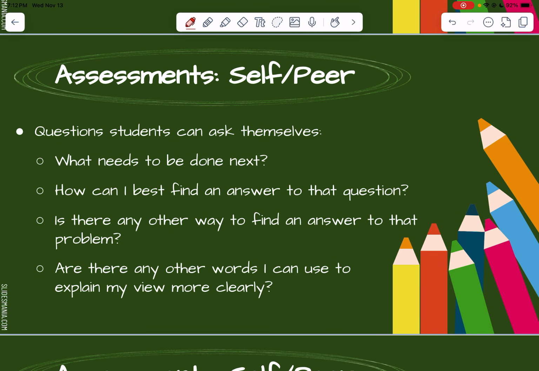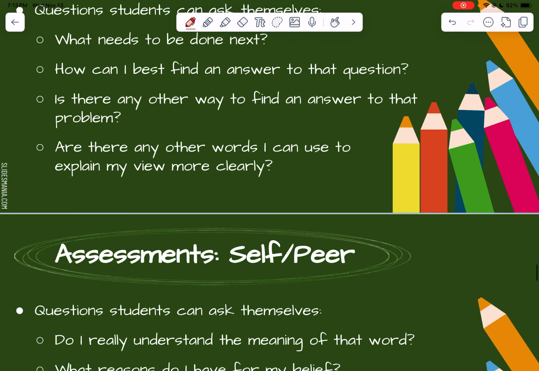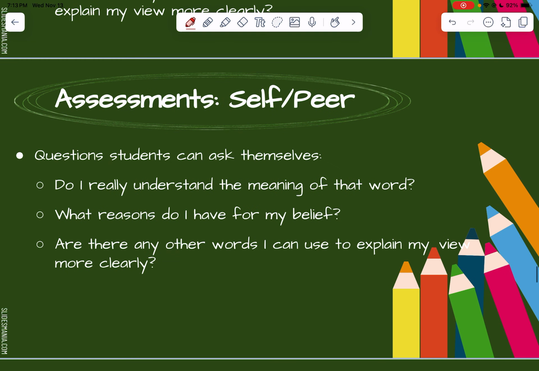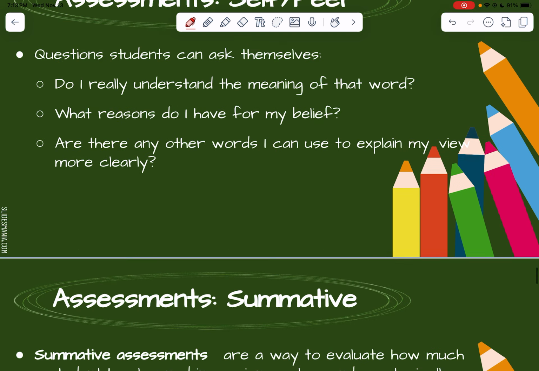Some types of questions students would be able to ask themselves: what needs to be done next? How can I best find an answer to that question? Is there any other way to find an answer to that problem? Are there any other words I could use to explain my views more clearly? Do I really understand the meaning of that word or just know that word? What reasons do I have for my belief? Why do I believe what I believe?